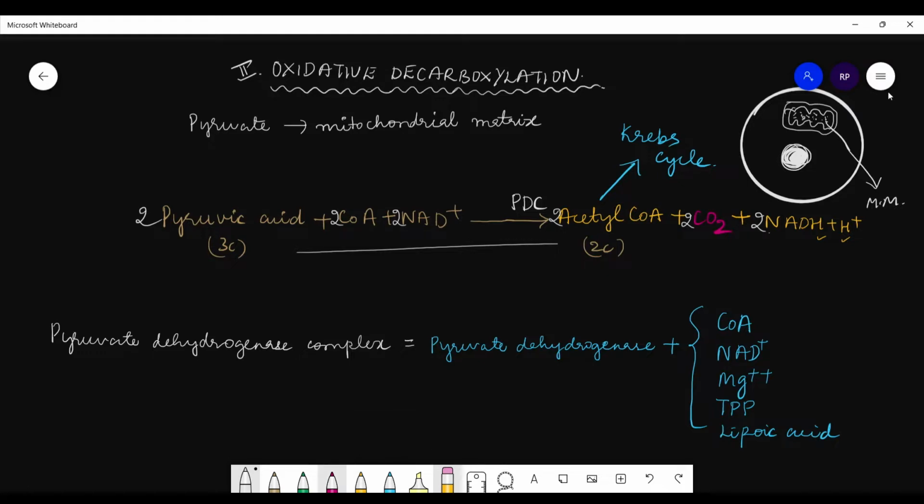Simple. So what can I tell about net energy yield here? There is no utilization of ATP here. Only on the product side we get 2 NADH plus H plus. So when these 2 NADH get oxidized, it is going to give us 6 ATP, because 1 NADH is going to give 3 ATP when oxidized, and hence 2 NADH is going to give 6 ATP. Why 2 NADH? Because this particular reaction happens twice, because there are 2 pyruvic acid molecules.